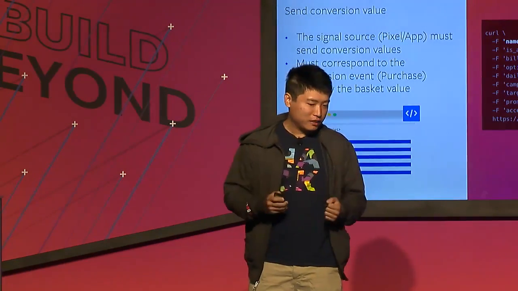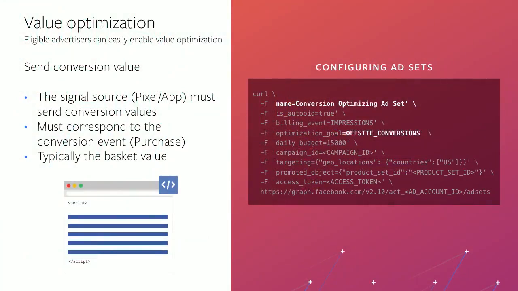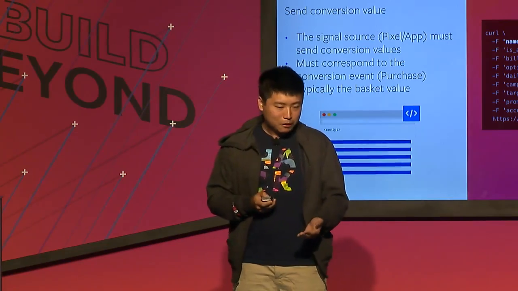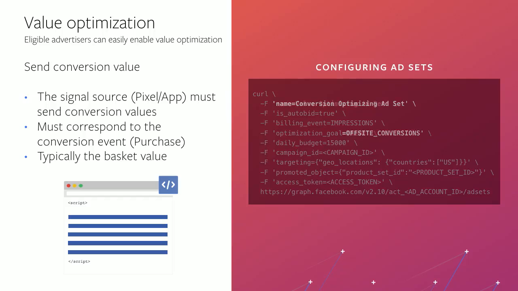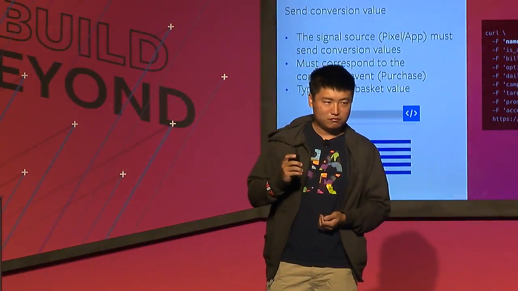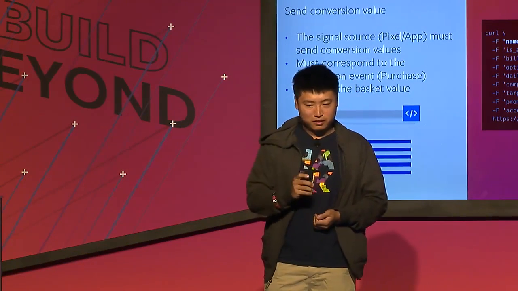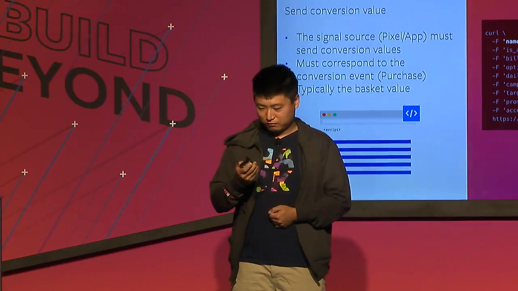So like I said, it's really easy. All you need to do is send conversion value in your pixel and app. This conversion value must correspond to the conversion event, like a purchase, for example, and that's typically the basket value. Afterwards, you just need to update your optimization goal from conversions to value. Done. That's all you need to do, and it will optimize for value instead of conversions. So if you're eligible, give it a try. It should optimize for value instead of total number of conversions.